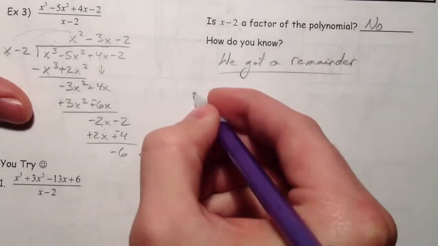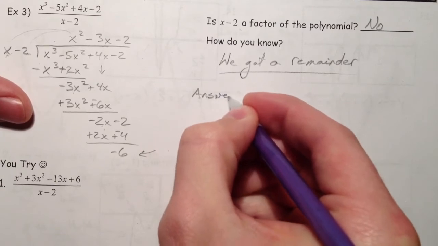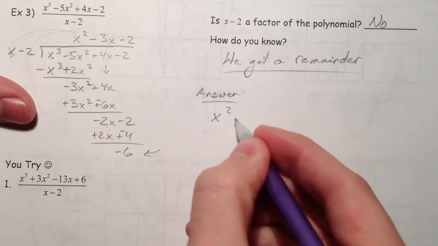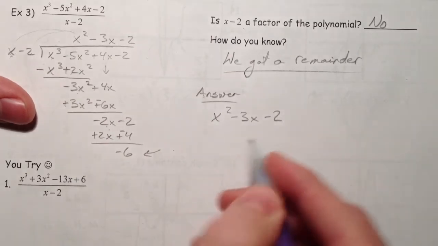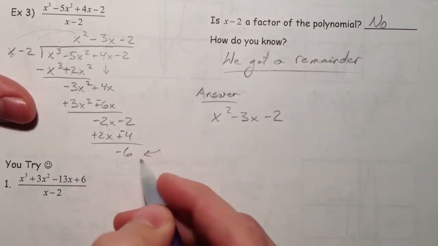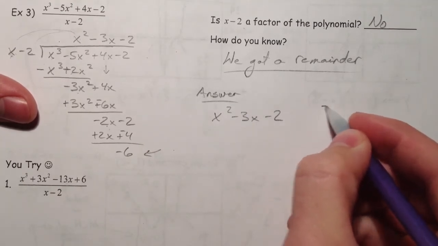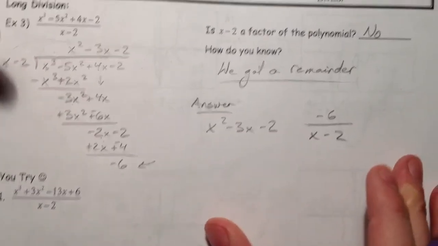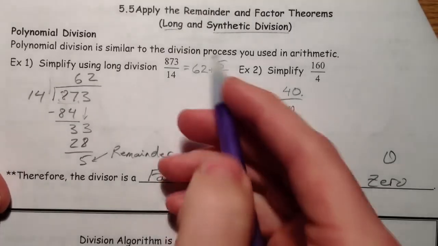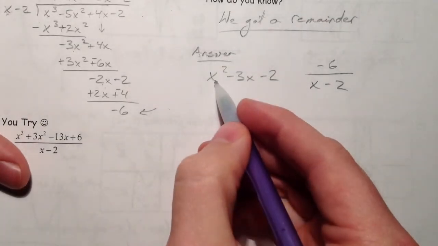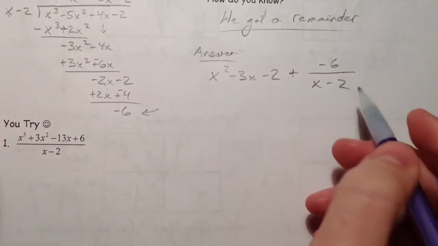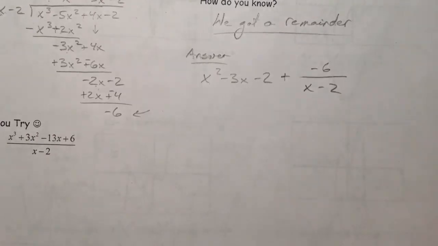So, what is our answer? Here, when we divide this by this, our answer's up here. X squared minus 3x minus 2. But because it didn't divide evenly, we have to factor this in, and so we have a negative 6 as a remainder over what we couldn't divide by. So this is kind of like our mixed number that we wrote up here. We got 62 and 5/14. So we got x squared minus 3x minus 2 plus a negative 6 over x minus 2. Remainder, what you couldn't divide by.